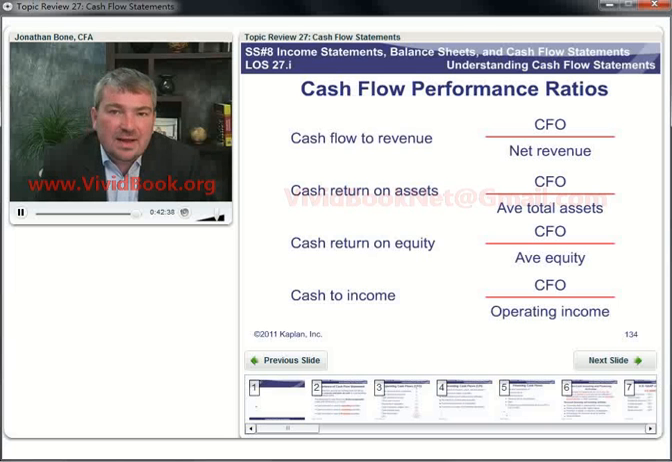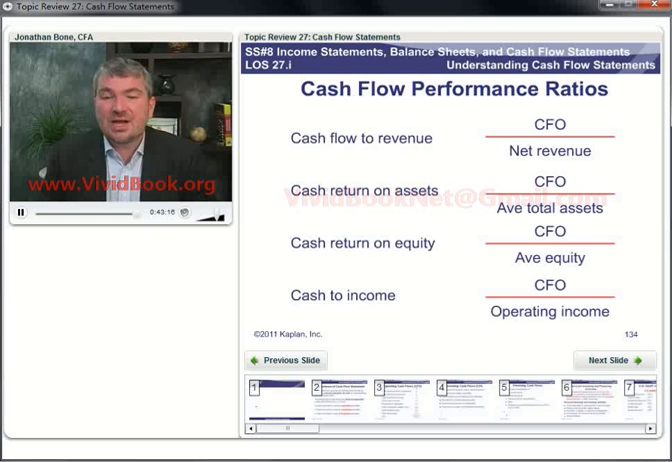Cash flow return on equity, this is the cash-based measure of ROE, return on equity. So again, you're looking at average stockholders' equity on your denominator and comparing it to CFO on your numerator. How you're using the investors', the equity holders' residual interest to generate cash flows for the company. Cash flow or cash to income, CFO over operating income. Typically we'd use EBIT as our measure of operating income. Again, the basic idea is we want these figures to be as close as possible. So a ratio of close to 1 tells us our operating earnings or our operating income is of high quality.